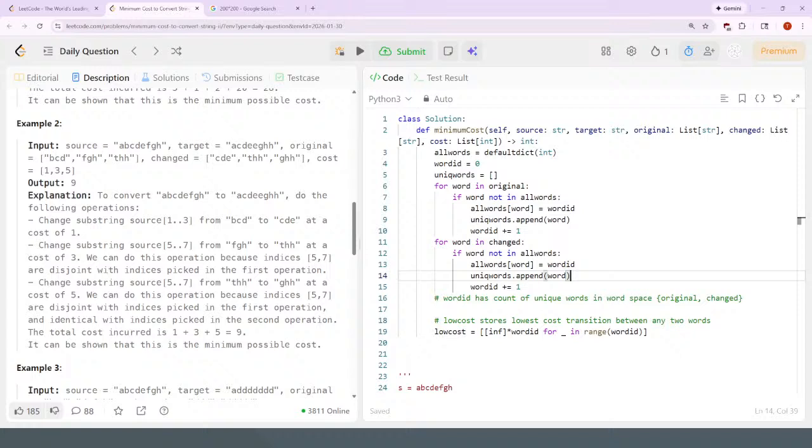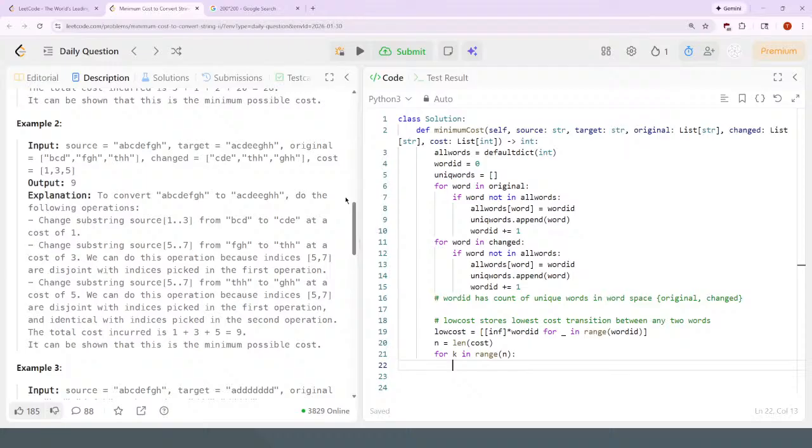I probably need to define it based on the actual thing. So some of these have values that are based on the original and changed arrays and the cost array. So let's say n is the length of the cost array, which is the same as the length of the original or changed. So for every index, I'll say k in range n.